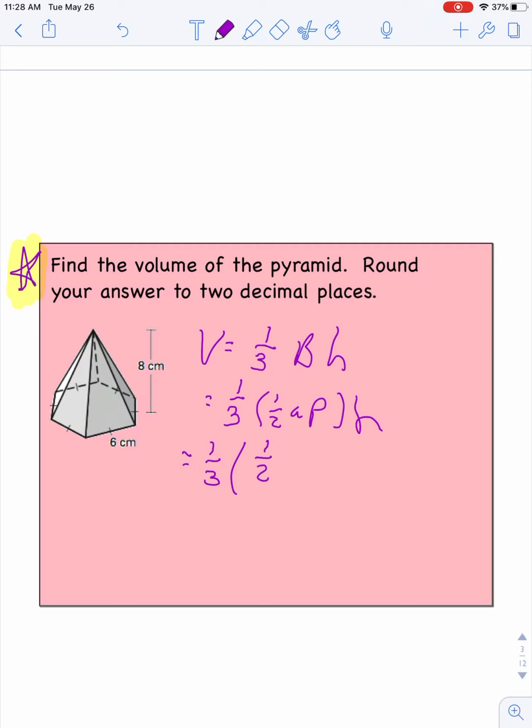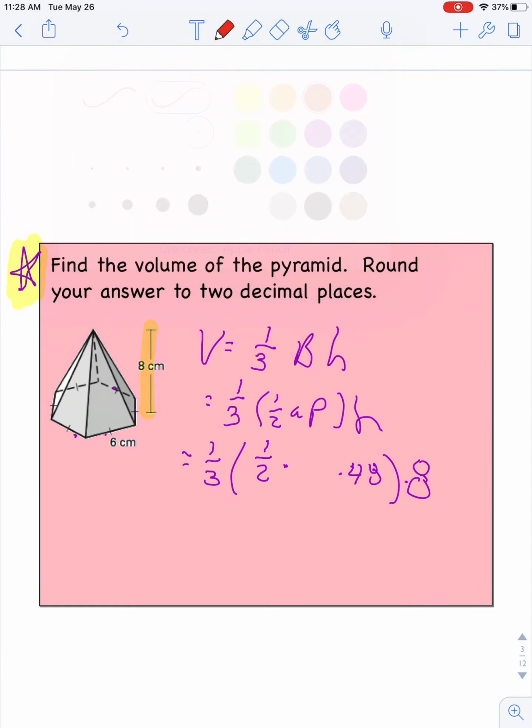Now I have 1/3 and then 1/2 the apothem. I don't know the apothem, but I do know the perimeter. My perimeter is 8 times 1, 2, 3, 4, 5, 6. So 6 times 8 is 48 for my perimeter, and I do know the height of the pyramid is 8, so I can plug that in. The only thing I need to find here is the apothem.